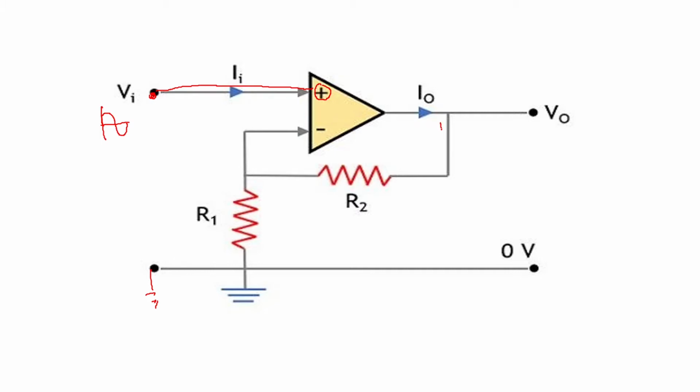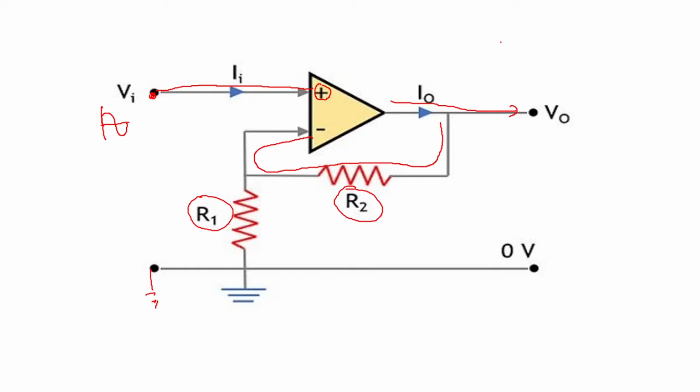Feedback you are taking with a resistor R2. So this is your feedback resistor R2 and this is R1. These both will decide what should be the feedback, what should be the gain of the non-inverting amplifier circuit. And here you will get the output.